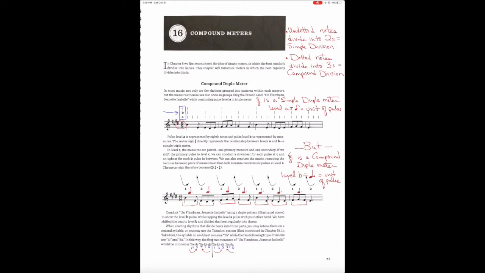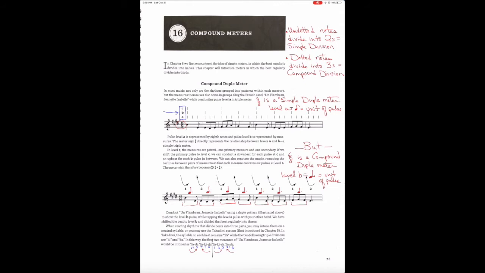The blurb says, in most music, not only are the rhythms grouped into patterns within each measure, but the measures themselves also come in groups. So you can see by the blue arrow and the rectangle around a small case A, B, and C, if you look vertically across the page, they are indicating A is the bottom level of the pulse. 1, 2, 3, 1, 2, 3, 1, 2, 3, 1, 2, 3.